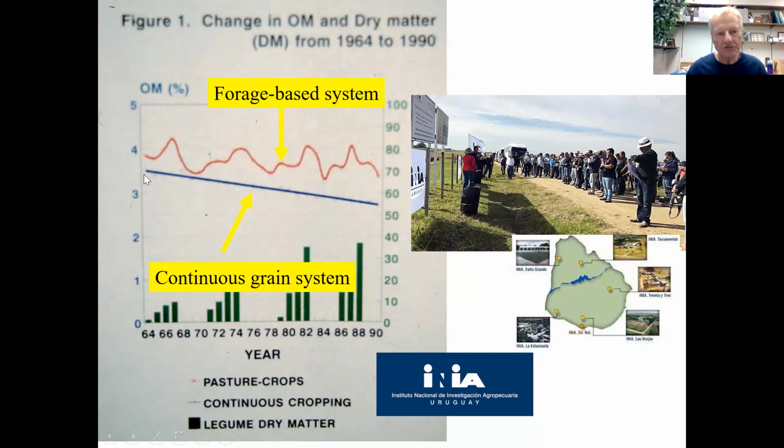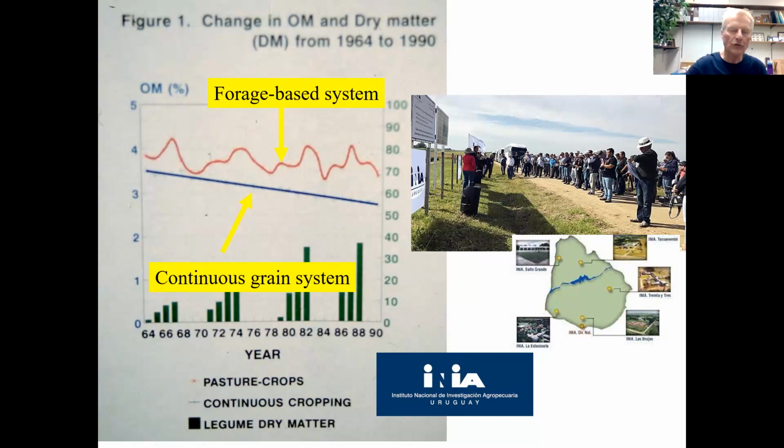And so what they found is with continuous grain production, the organic matter was continuing to drop. And that's very typical. With the forage-based system, you can see by the end of the 30 years, the organic matter was higher. And you can also see that it went up every time they included the 4 years of forage. You see it going up, then they grow 4 grain crops, it goes down, goes back up, and it varies depending on the seasons and how much crop biomass is produced and how many roots are produced.